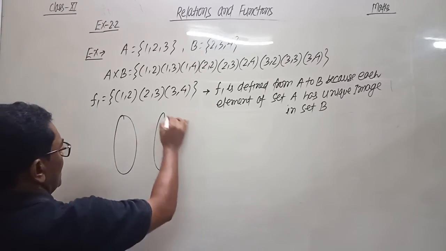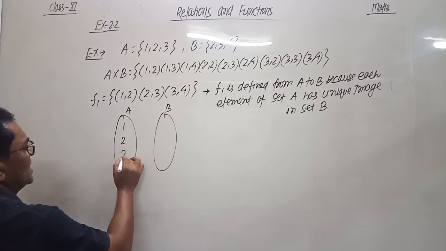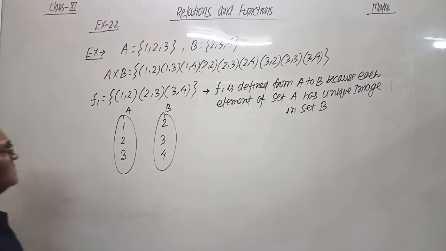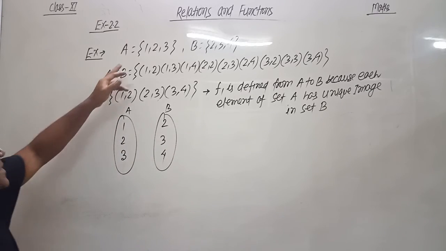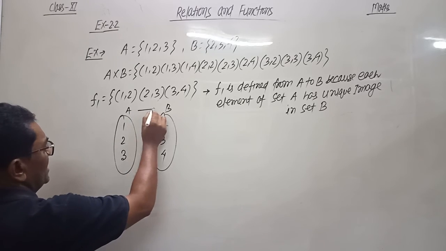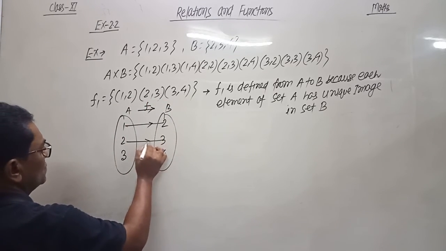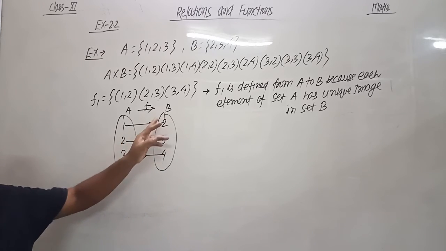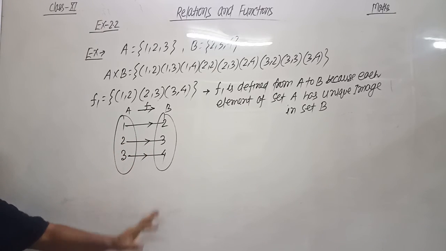When we draw the ray diagram of both sets A and B, the first elements belong to set A, which is written as 1, 2, 3, and the second elements belong to set B, so 2, 3 and 4. The second element of the ordered pair belongs to set B, and the first element belongs to set A. The function is defined from A to B. So 1 has the unique image 2, 2 has the image 3, and 3 has the image 4. Unique image means each element of set A has only one image in set B. So this is called uniqueness. So this function is defined because each element of set A has a unique image in set B.